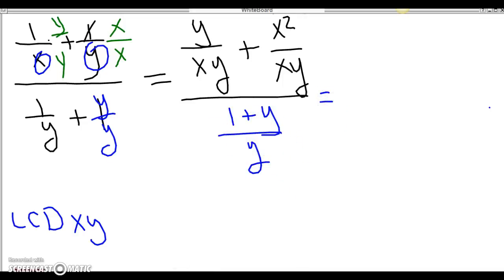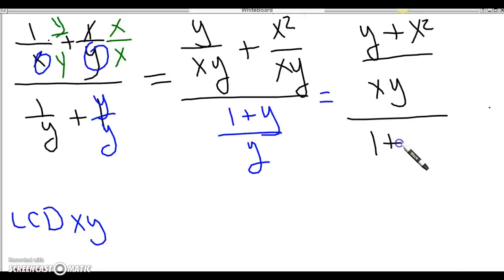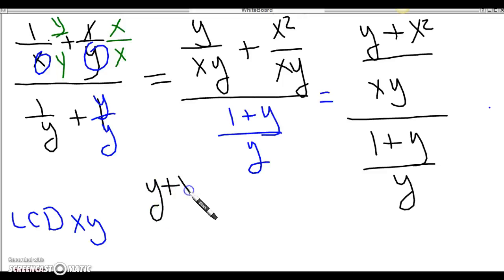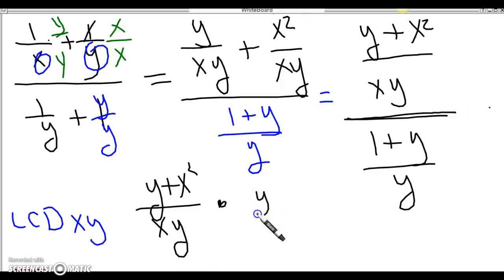So when I combine my terms, I get y plus x squared over xy, all over 1 plus y over y. So now I'm going to divide them. So it's just like division. When you divide fractions, you keep the first term, which is y plus x squared over xy. You're going to multiply and turn this division sign here to a multiplication, and I'm going to flip it. So now it's going to be y over 1 plus y. And that's what they were referring to by multiplying by the reciprocal.